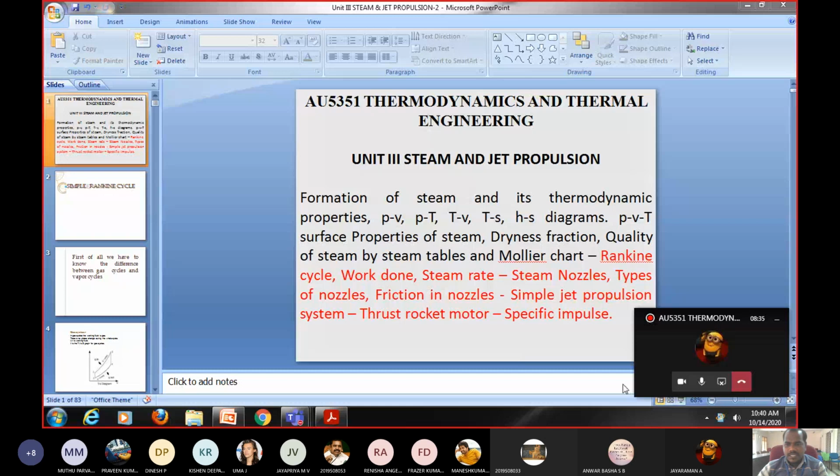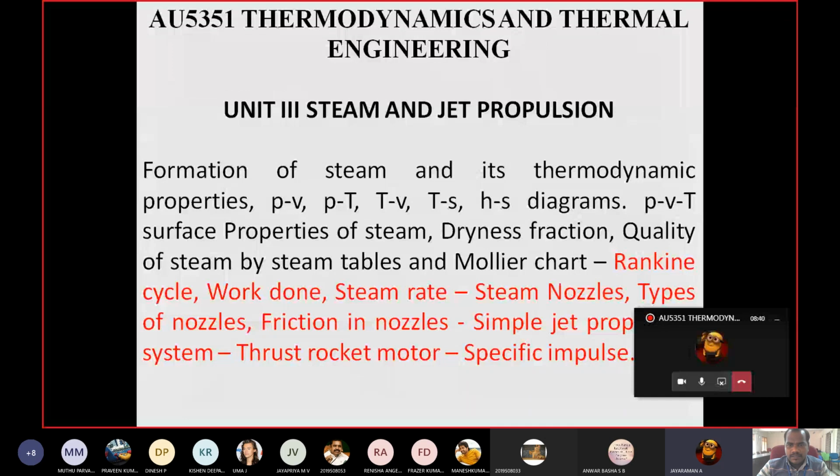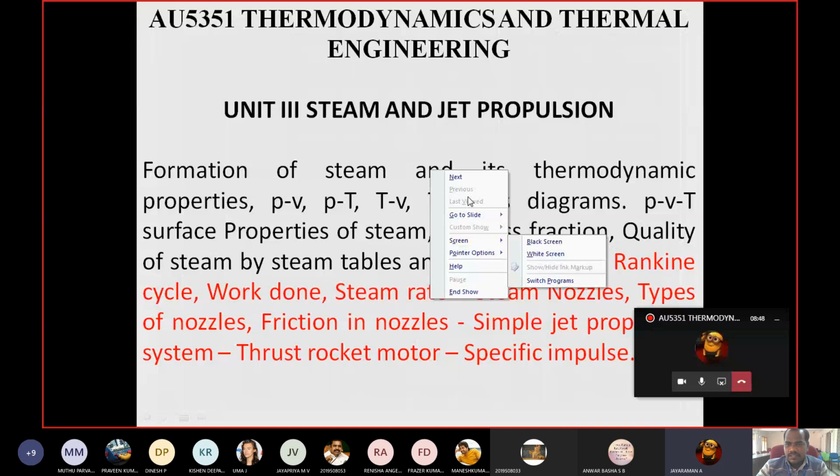Is the screen visible over there? Yes, sir, it is visible, sir. Anama? Visible, sir. Fine. So we can start.